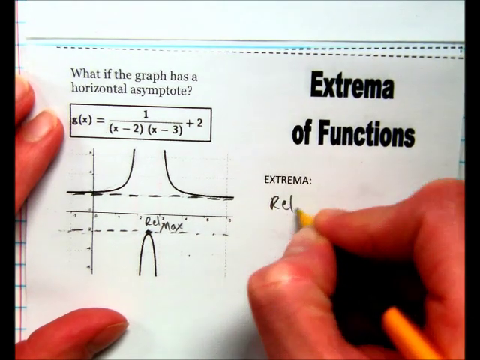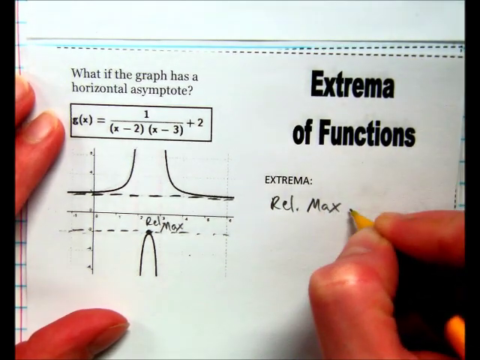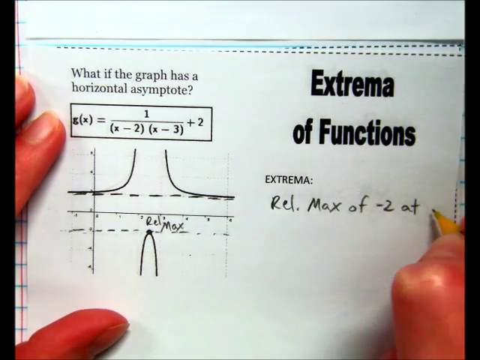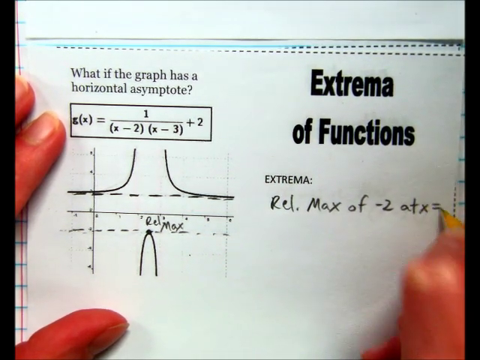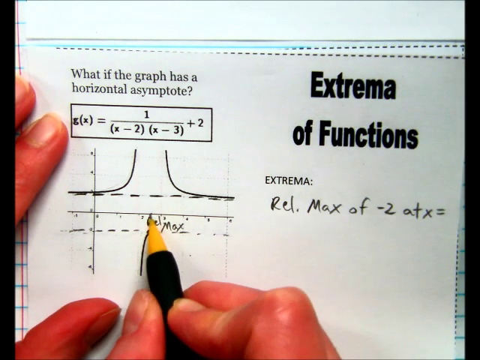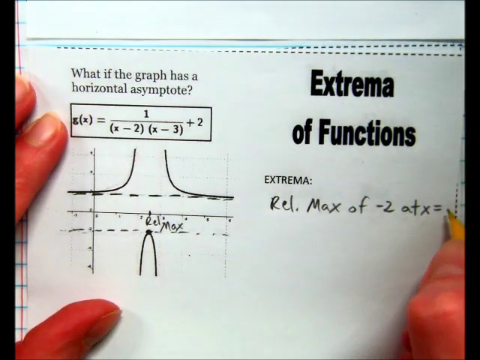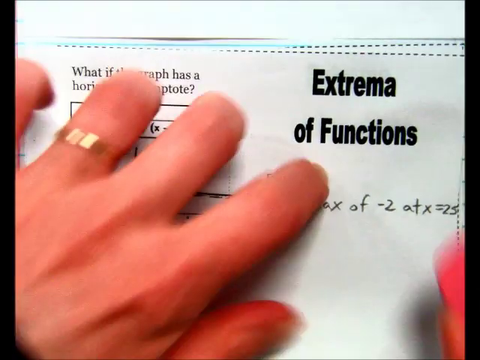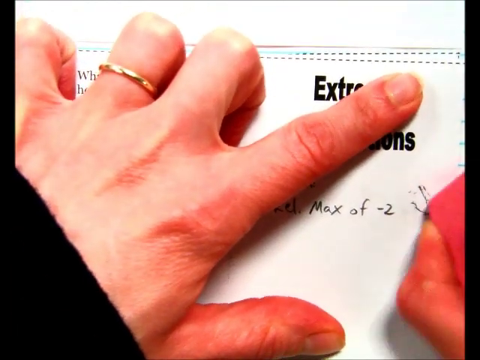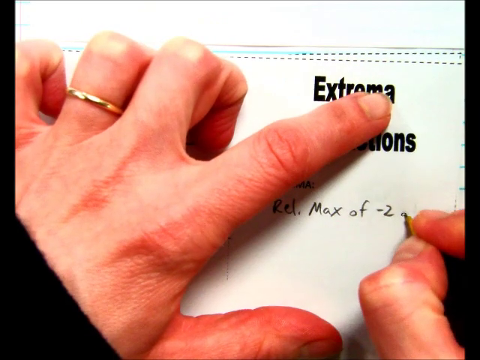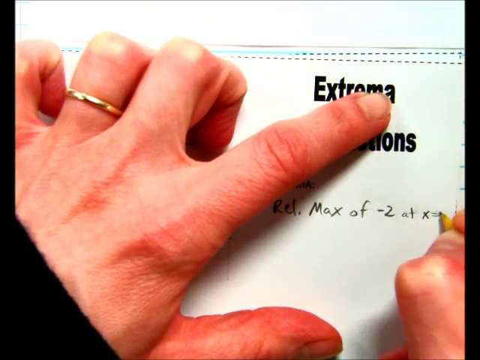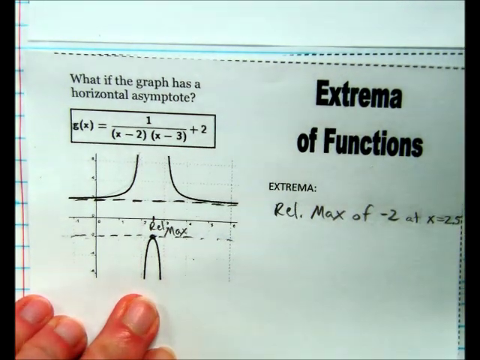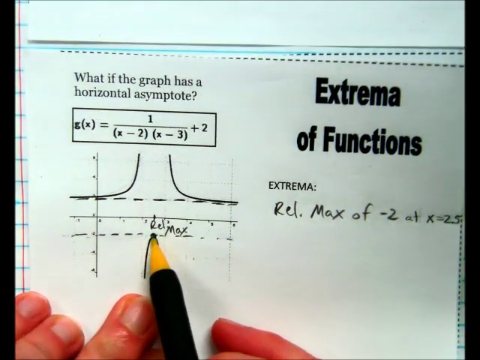So I'm going to say that I have a relative max of -2, and that's happening at x equals, let's see, it's kind of right between 2 and 3. So we'll say x equals 2.5. Sorry, that's not showing up. Let me try again. At x equals 2.5. There we go. So that is a relative max.